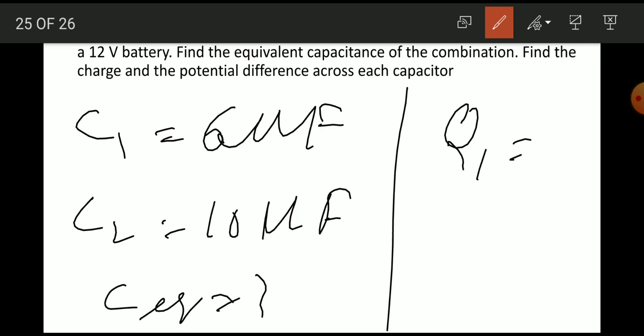Charge will be different on each capacitor, because the combination is parallel, and voltage will be the same. Whatever the voltage is given, that will be the voltage, because in a parallel circuit each capacitor will get the same amount of voltage.